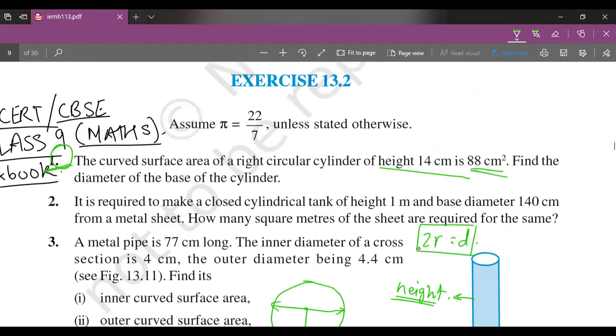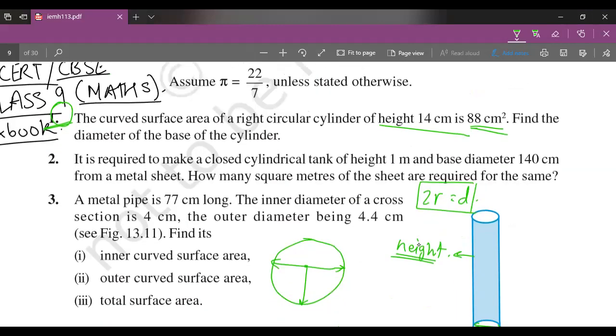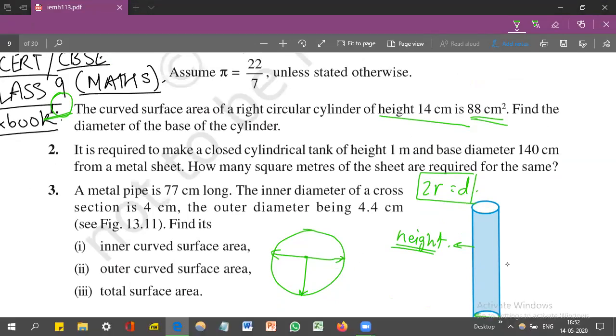Now in this question, first we draw a figure. So let's start the question. Let's take purple color. The question states that the curved surface area of a right circular cylinder of height 14 centimeters is 88 centimeters square. Enough of the repetition, let's draw the figure.